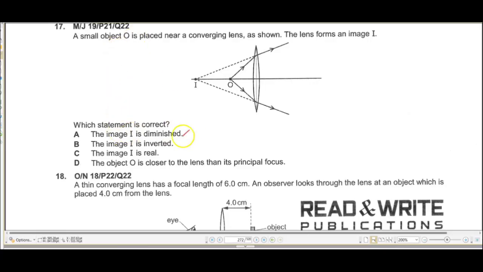The image I is diminished. No, diminished will not happen, it's going to be larger. The image I is inverted. No, inverted also will not happen, it is going to be upright. The image I is real. No, it is going to be virtual. The object O is closer to the lens than its principal focus. Yes, this is correct. If the image is formed on the same side as that of the object, then the object would be closer than the principal focus. It would be between the optical center and the principal focus. So D is going to be our correct option.